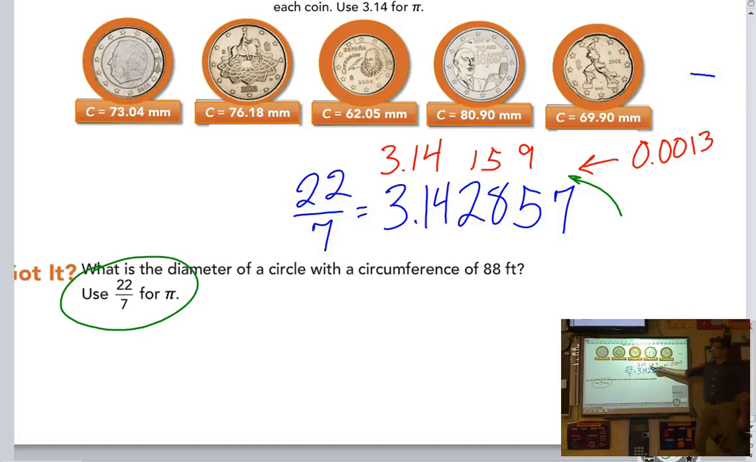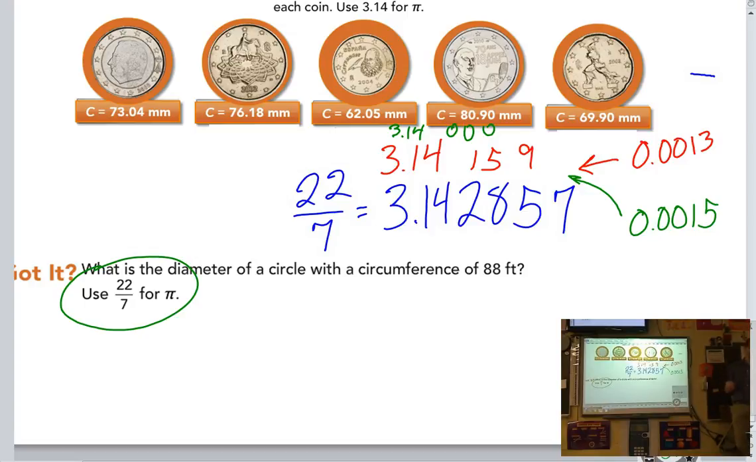So my actual is 3.14159. My estimate is 3.14 zeros. And then my fraction is 3.1428. So my estimate of 3.14 is 15 10,000ths off. Sorry, it's not 20.